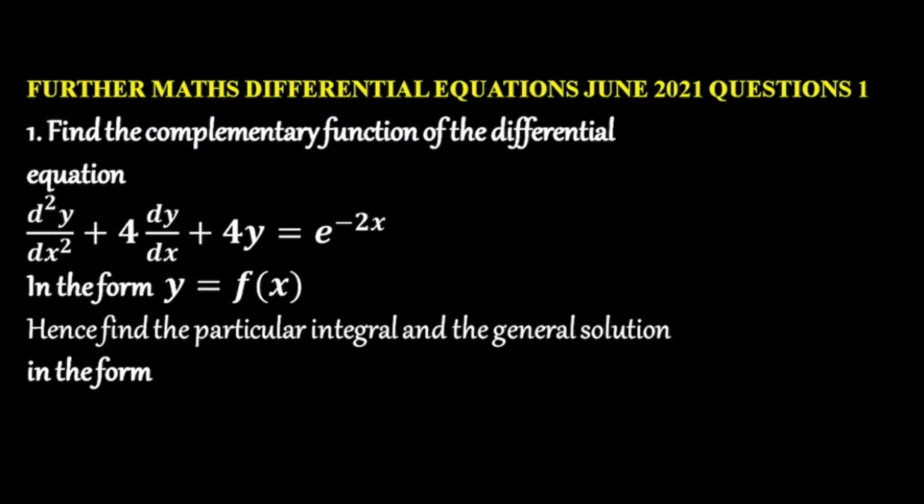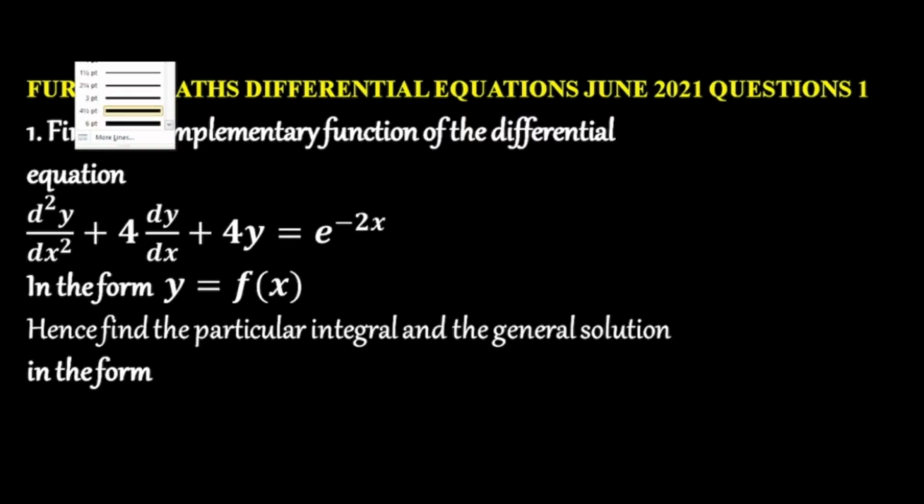We'll be doing differential equations today, and we are answering June 2021. The differential equation is the first question. The first question says: find the complementary function of the differential equation d squared y over dx squared plus 4 dy dx plus 4y equals e to the power minus 2x.